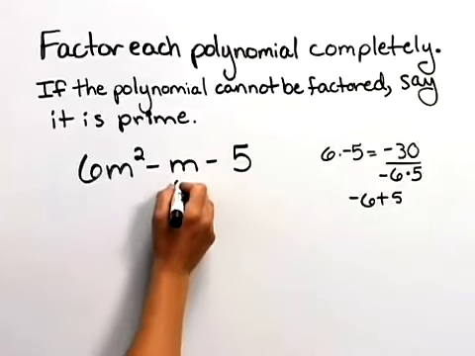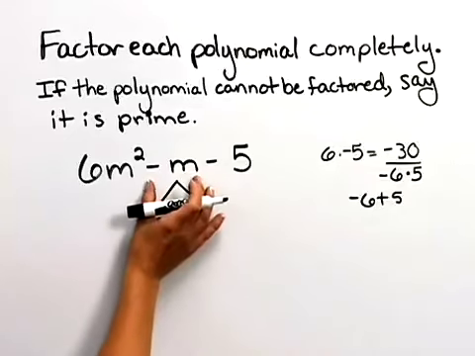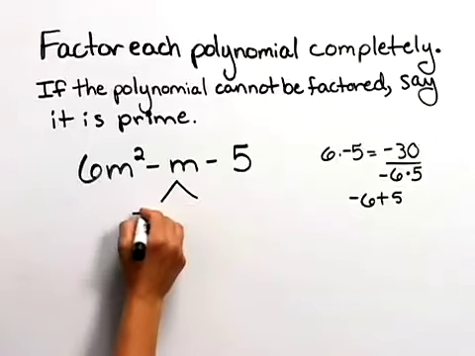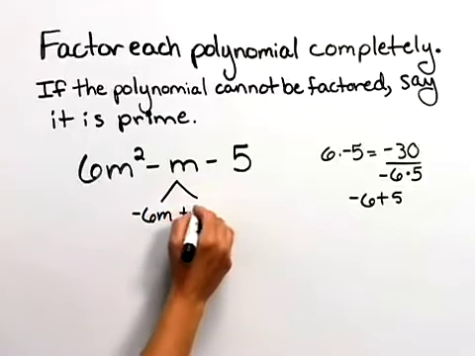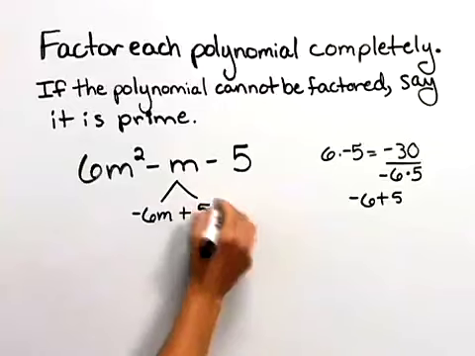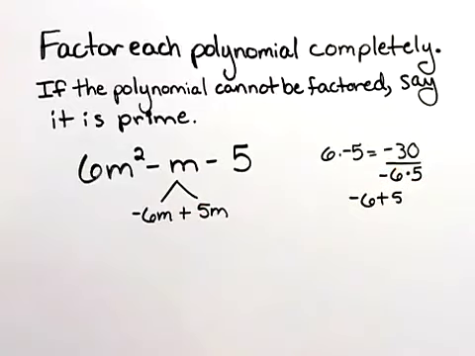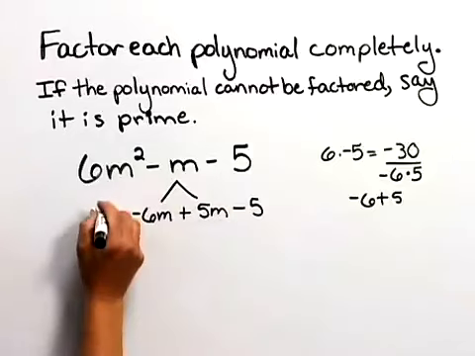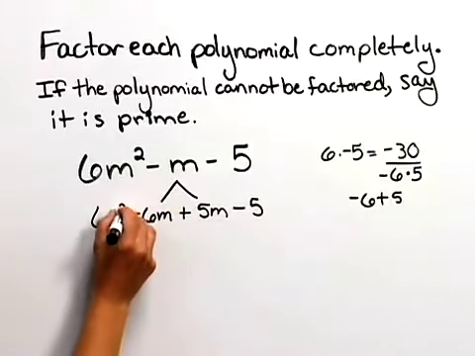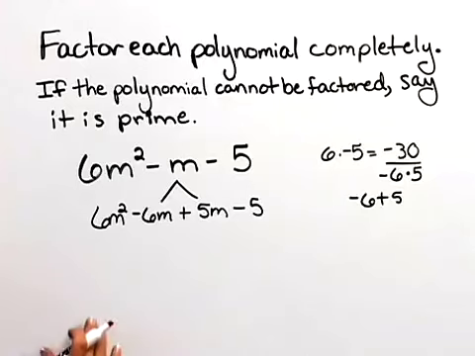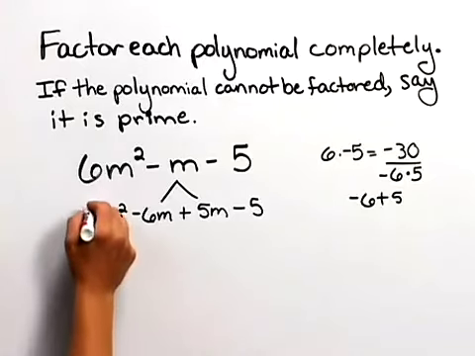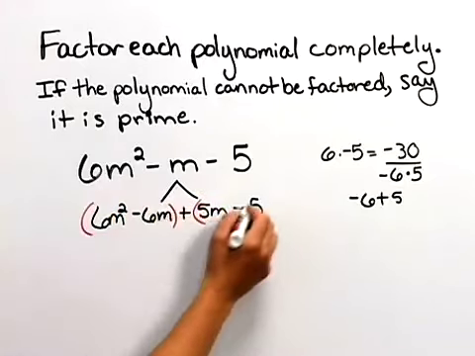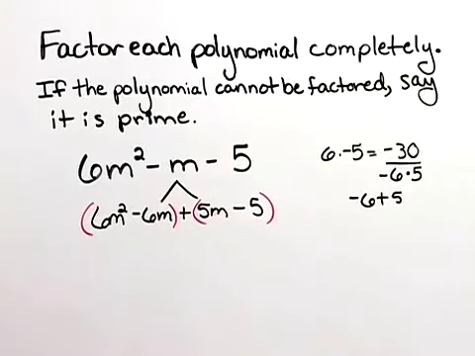So I can break this up into 4 terms by separating my -1m into a -6m plus 5m using the two values I obtained from my -30. I'm going to carry down the -5 and the 6m squared. Now that I have 4 terms, I will group my first 2 terms and my last 2 terms.